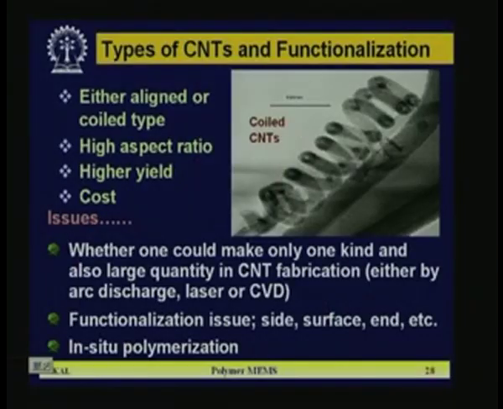So in this way you can have your tailor-made approach to get certain desired properties of the polymer materials, along with using the carbon nanotubes also. As well, you can integrate the carbon nanotubes with polymer. Now, different types of CNTs are available, because you can functionalize the material in different ways.